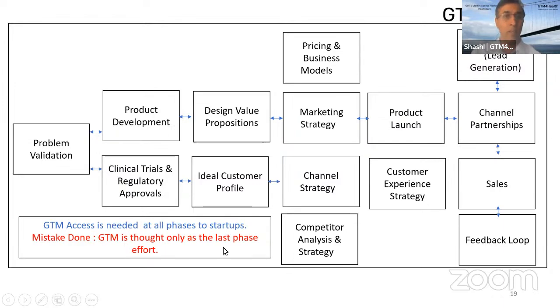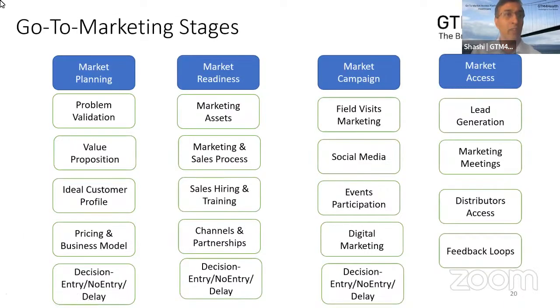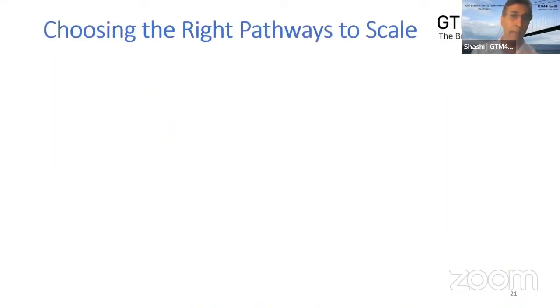That's the last one. So coming on to this, GTM has several stages which you need to be thinking about: problem validation, value prop, ICP. As you build a product, assets, testing it out, field visits, marketing. Even before you launch it, you should be looking at where all the places are where we could do that. And then, of course, feedback loops, lead generation, marketing. Always keep marketing at the front and do it, right?